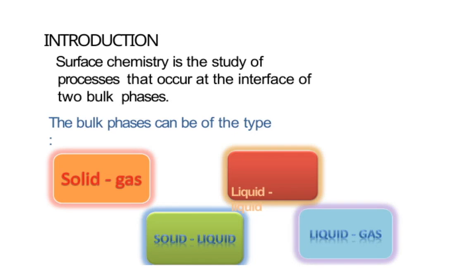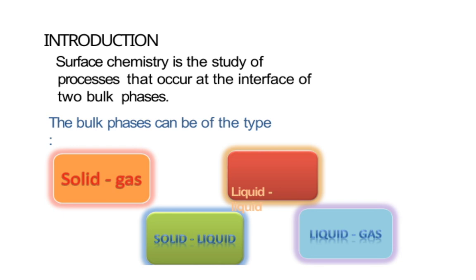When we talk about bulk phases, we're referring to the large, continuous regions of matter, and in this case, we're focusing on liquids. The term liquid-liquid highlights that both phases involved are liquids. These interfaces between liquids are fascinating because they exhibit unique behaviors and properties that differ from the bulk phases themselves.